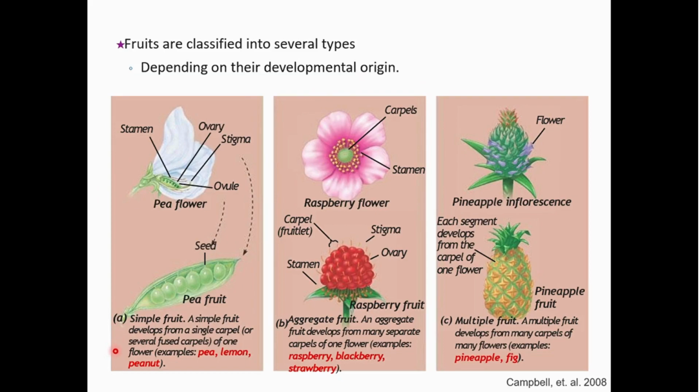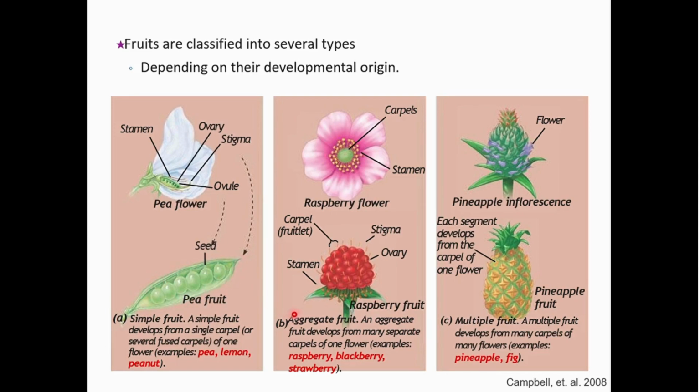The first one is simple fruit. A simple fruit develops from a single carpel or several fused carpels of one flower, for example pea, lemon, and peanut. Here is the pea flower. In the middle, there is a carpel. From the carpel, it develops into the pea fruit.